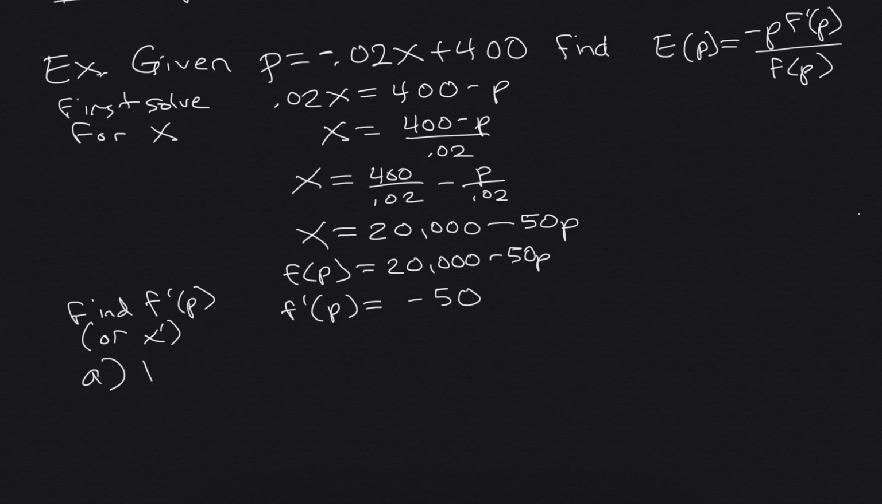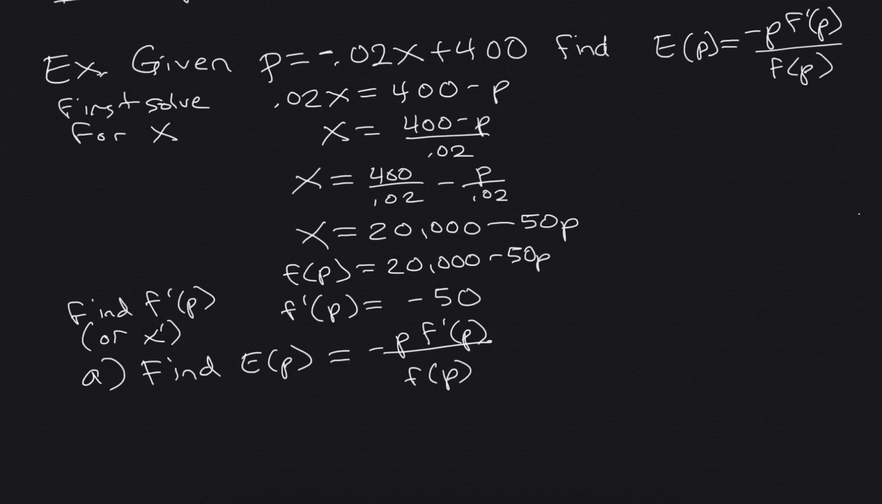Now let's go ahead and actually do, I'll call this part A for this problem. We haven't really started this problem yet. Let's say find E of p. And so I'll go ahead and rewrite that formula again. Negative p times f prime of p divided by f of p. And let's see here, so negative p, I'll leave that alone for now. F prime of p we just figured out. That was negative 50.